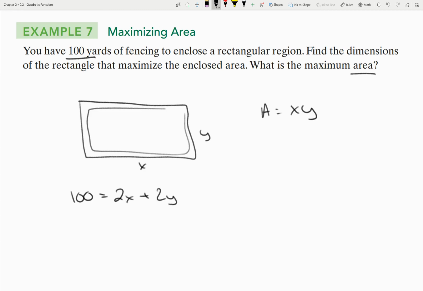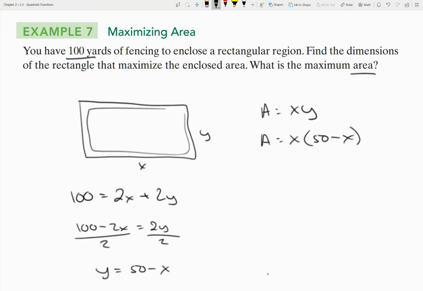That's great, because now I can get y by itself and use substitution again. So 100 minus 2x is equal to 2y, and dividing out the 2 gives me that y is 50 minus x. Okay? So that means my area is x times (50 minus x), which is 50x minus x squared. Rewriting this in standard form.